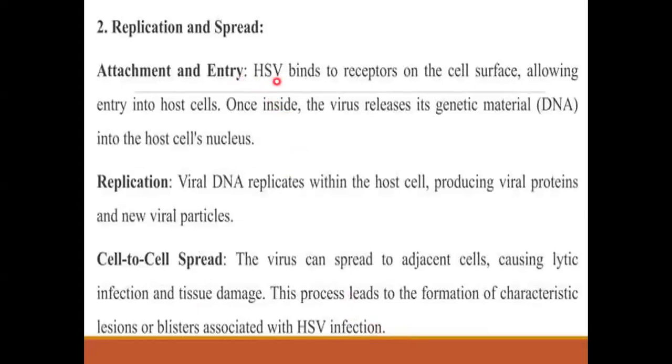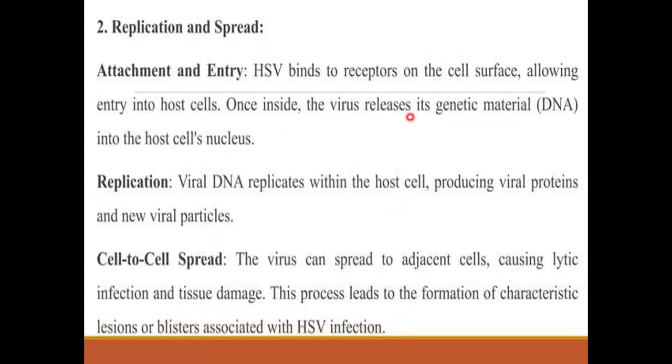Once it's there, the HSV binds to receptors on the cell surface, allowing entry into host cells. Once inside, the virus releases its genetic material, which is DNA, into the host's nucleus. And once that happens, viral DNA replicates within the host cell, producing viral proteins and new particles. So the replication cycle occurs since we have already embedded into the host nucleus. Then from there, the virus can spread to adjacent cells, causing lytic infection and tissue damage. This process leads to the formation of characteristic lesions or blisters associated with HSV infection.